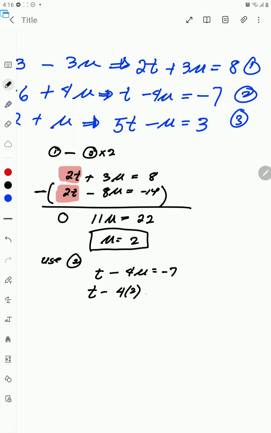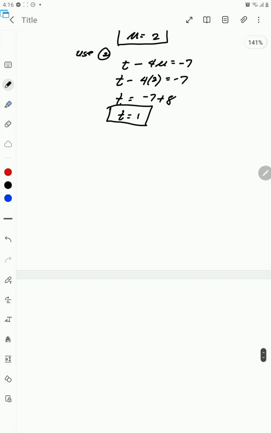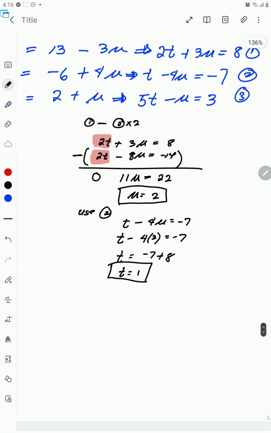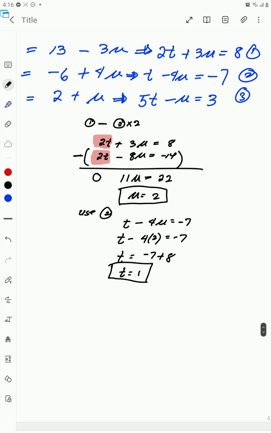4 times 2 equals negative 7. So the t is equal to negative 7 plus 8. The t is equal to 1. So this is now your t. Now, what did we say a while ago? We need to show that this mu and t will satisfy equation 3. Again, this is the thinking process. Put this into your brain.